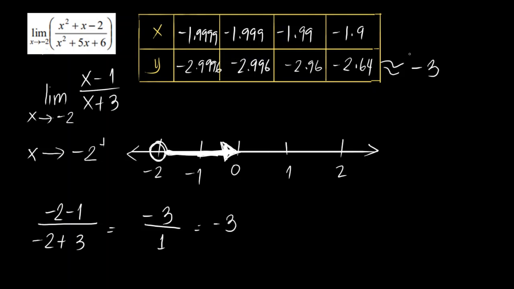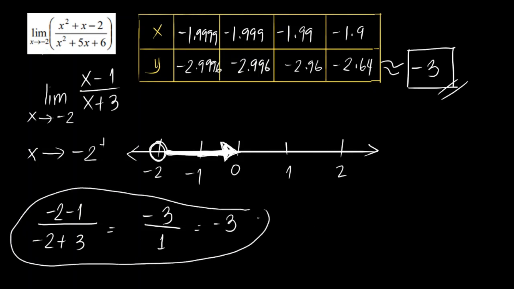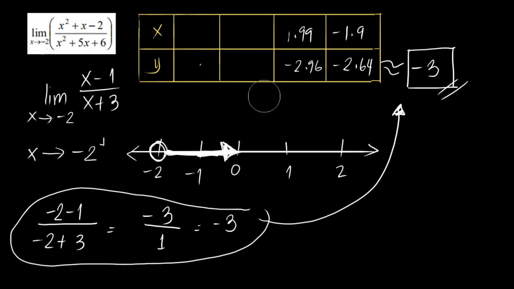So, all in all, guys, we can say that the limit of x squared plus x minus 2 over x squared plus 5x plus 6 as x approaches negative 2 is equal to negative 3. What I need from you is the table with 4 values of x. This is the limit that we need. And this part right here is for you to just prove that your answer using the table is correct. Okay, let's get rid of this and proceed to the next example.